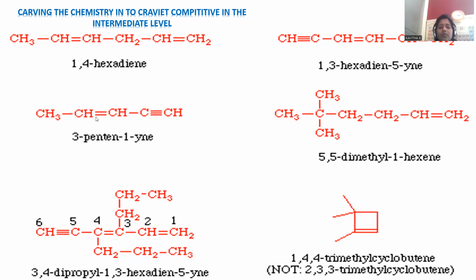Move on to compound number 2. You can find a double bond and a triple bond. Obviously, double bond will get the priority over triple bond. But in this compound, if you start numbering from this end, the double bond is located on the second carbon. If you start numbering from this end, the triple bond is located on the first carbon. So the least numbering should be accorded, and we will start numbering from the right hand side.